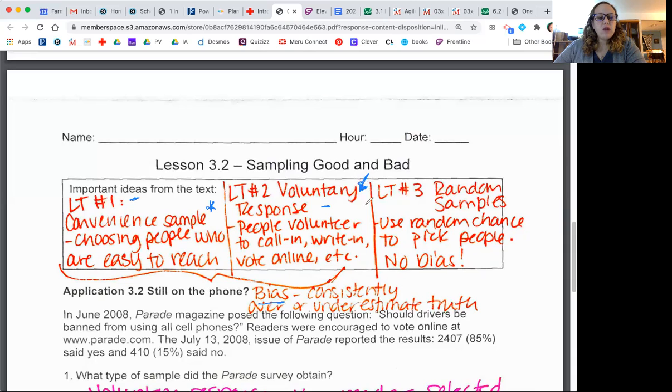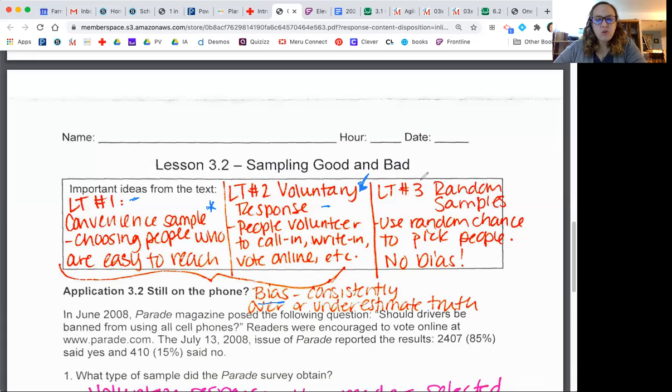And this is one that shows up so often. Why we talk about both convenience and voluntary response bias is because they're the most common. People want to collect data easily rather than do it well. So both of these types of collections are not good ways to collect data.